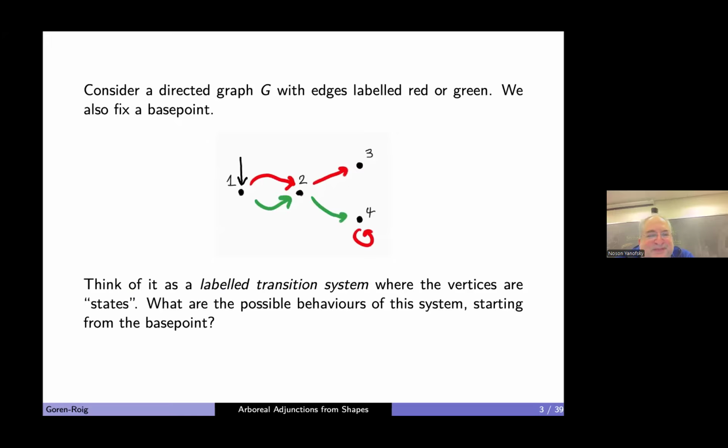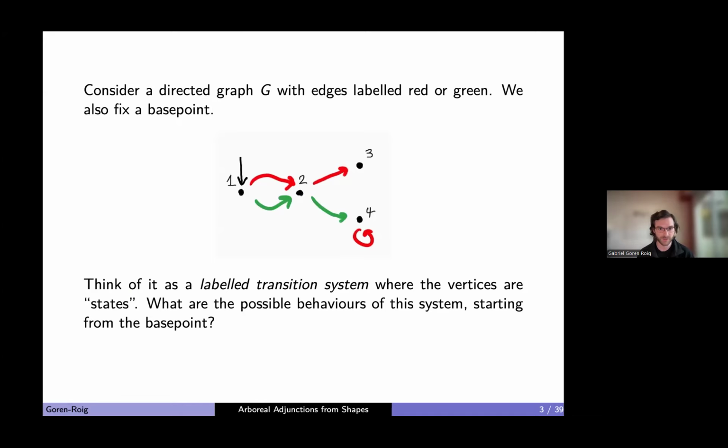Let's start with graphs with edges, directed graphs with edges labeled, or rather colored, red or green to have something concrete to look at. We'll also fix a base point for these graphs. We will think of it as a labeled transition system where the vertices are states and these red or green arrows are behaviors that might lead from one state to another, or more generally, sequences of these movements will be called behaviors. So a question is, what are all the possible behaviors of the system, of course starting from our chosen base point?